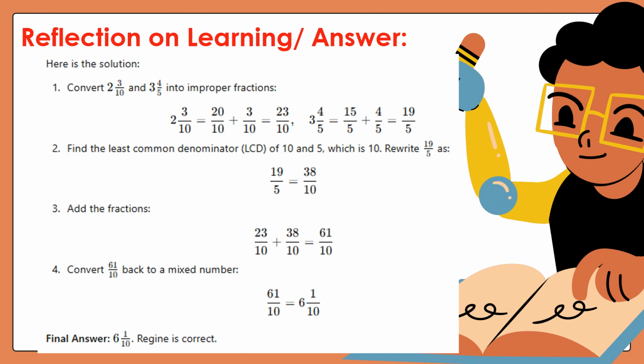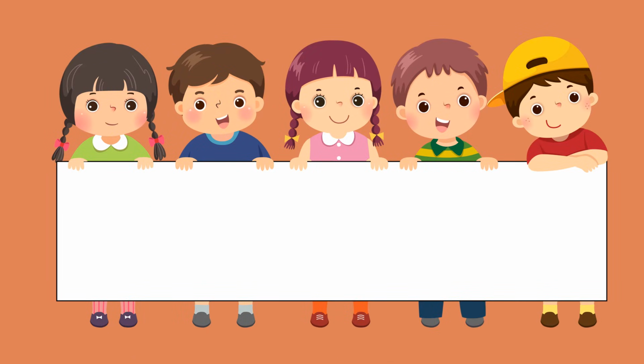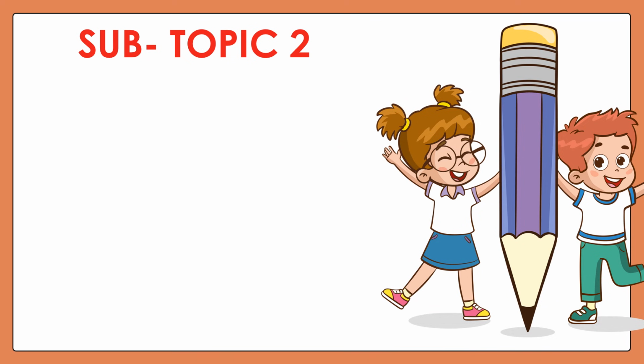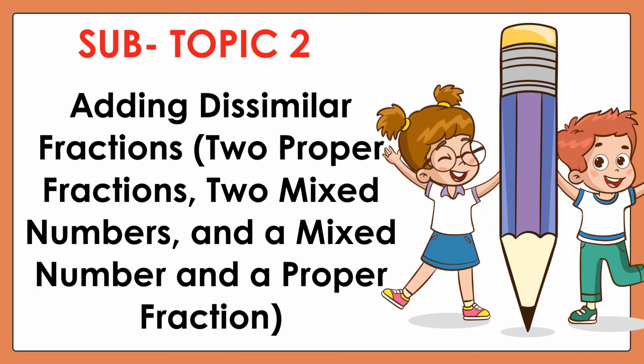And here is the solution. The final answer is 6 and 1/10, meaning Regine is correct. Day 3 to 4. Subtopic number 2. Adding dissimilar fractions: 2 proper fractions, 2 mixed numbers, and a mixed number and a proper fraction.